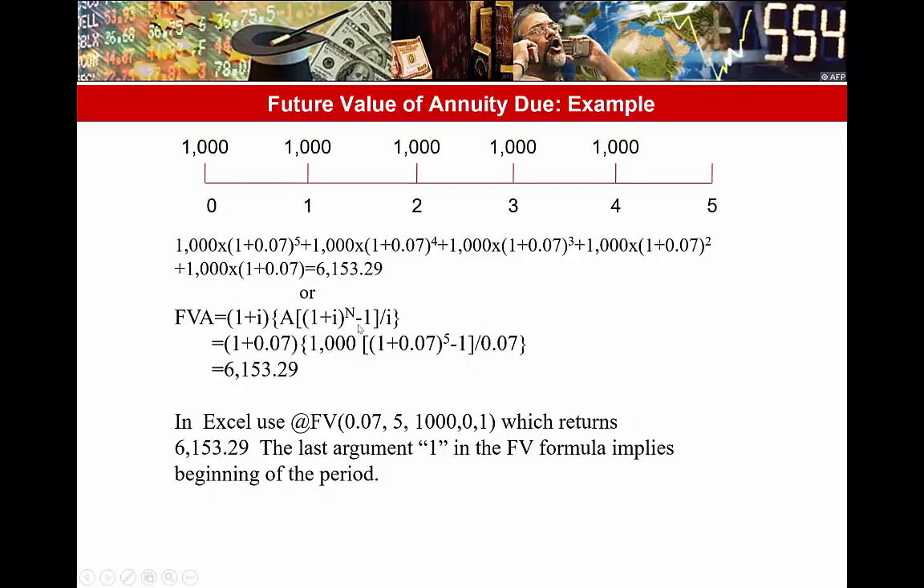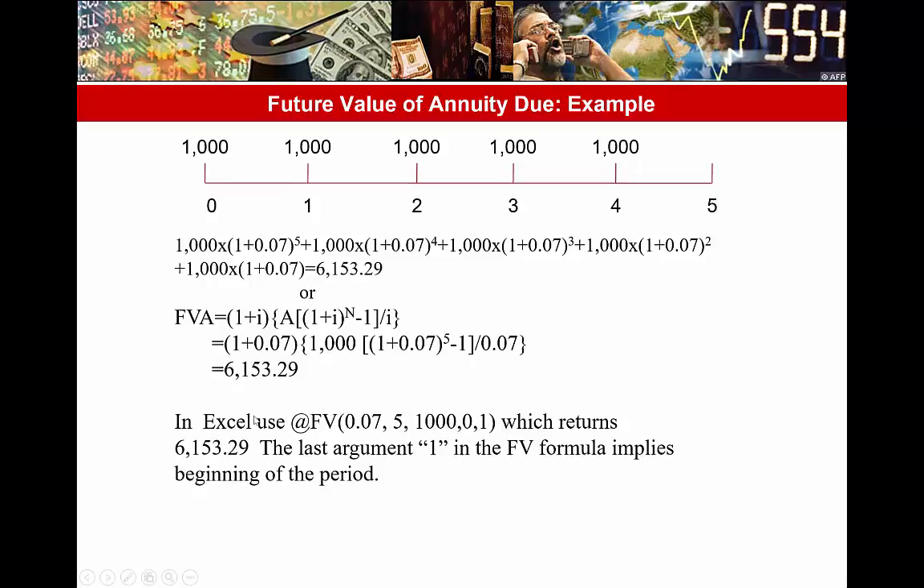And if we simply use the formula, we get (1 plus i) times A times ((1 plus i) to the power n minus 1) divided by i, and that is $6,153.29. Or we could use the previous figure that we calculated, 5,740.74 times (1 plus 0.07), and we will get the same number.